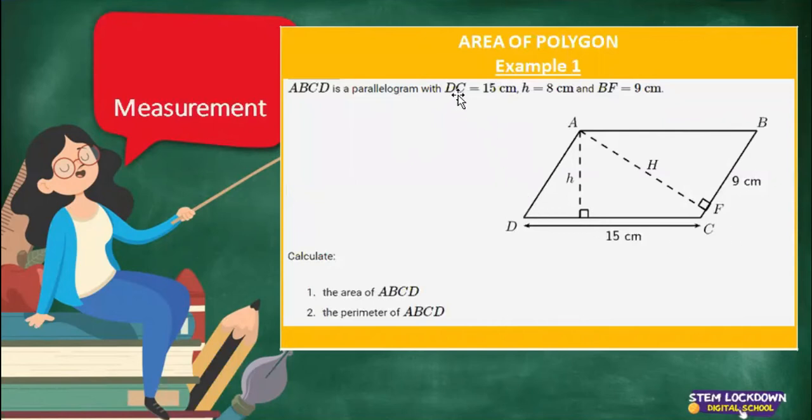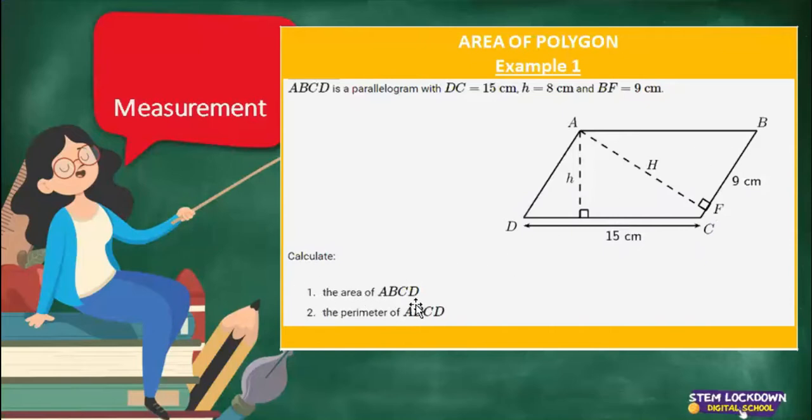Now, DC is given as 15 centimeters. Then the perpendicular height H is given as 8 centimeters, and BF is given as 9 centimeters. The question now is to calculate the area of triangle ABC.